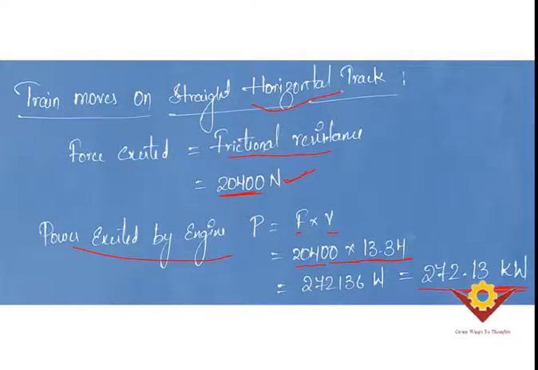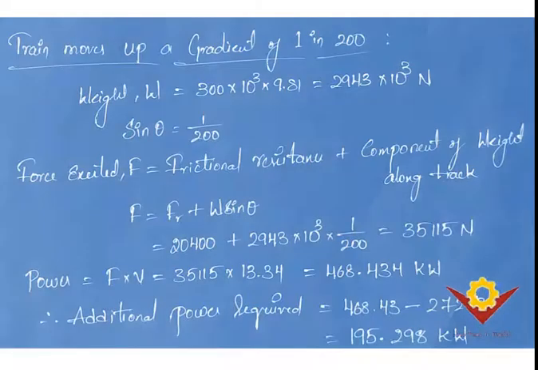And now we'll see the power exerted by the engine when the train is moving on an inclined plane, which is 1 in 200. See, this is your second case. The train moves up a gradient of 1 in 200. What is this 1 in 200? It is nothing but sine theta, which equals 1 by 200. And the weight we already found, 2943 into 10 to the power of 3 newtons.